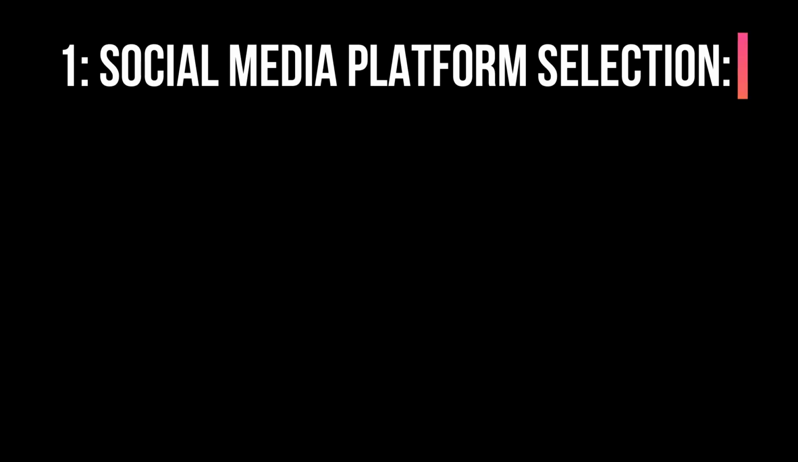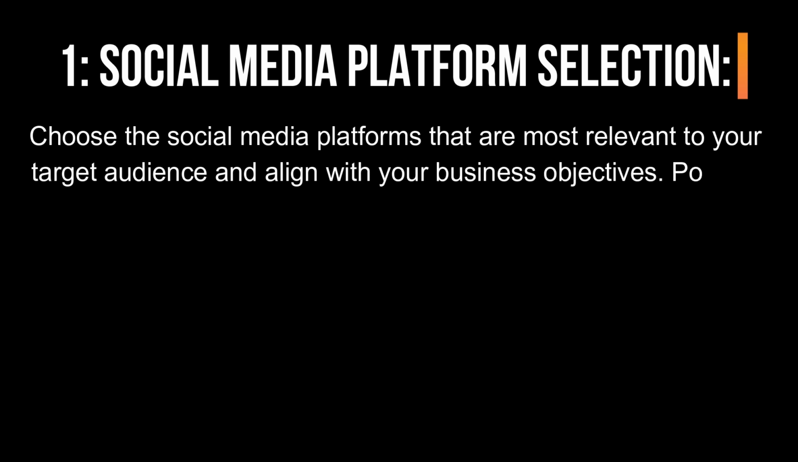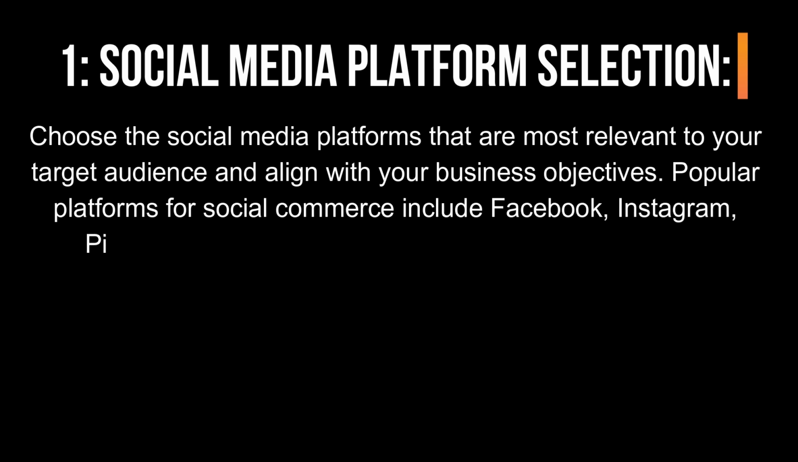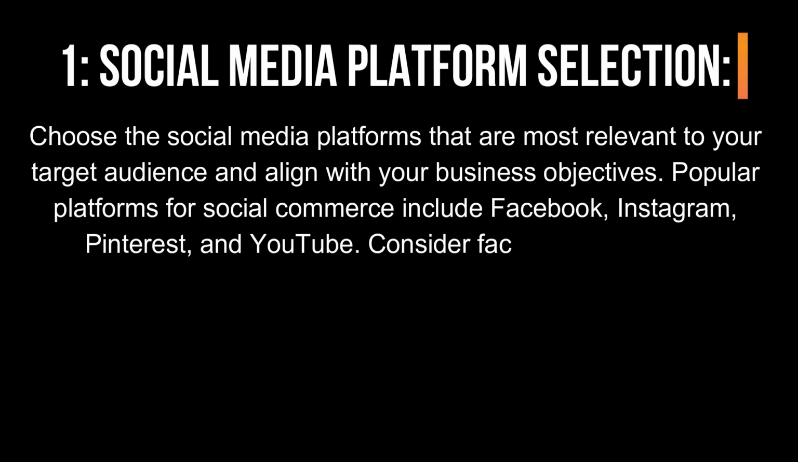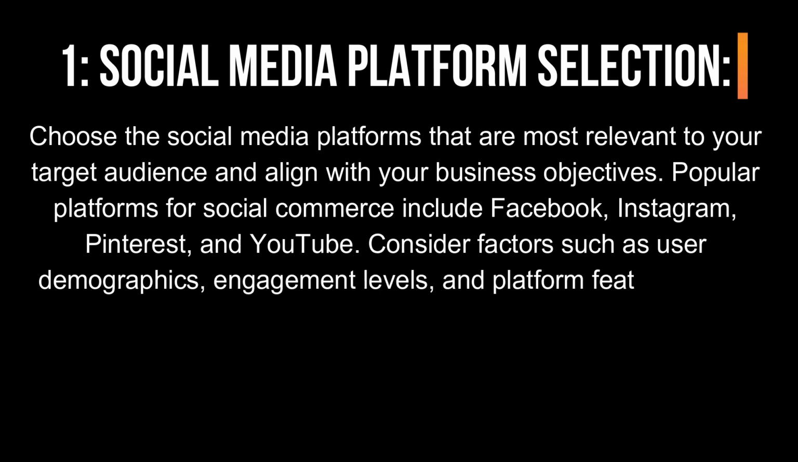Here are some key considerations for successful social commerce. 1. Social media platform selection. Choose the social media platforms that are most relevant to your target audience and align with your business objectives. Popular platforms for social commerce include Facebook, Instagram, Pinterest, and YouTube. Consider factors such as user demographics, engagement levels, and platform features when selecting the platforms for your social commerce strategy.